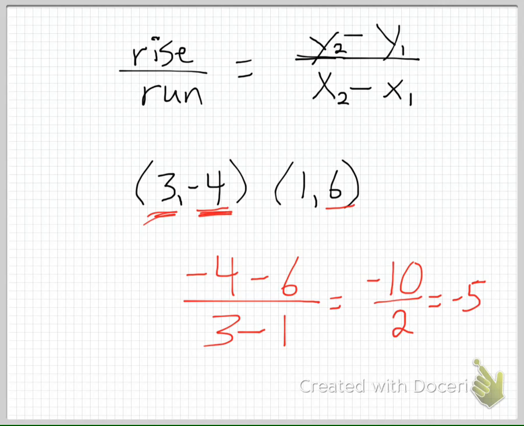Alright, now, that's one of our 2 objectives, being able to find slope from 2 points. If you're given 2 points, find the difference in their y values, find the difference in their x values, and subtract. And divide.